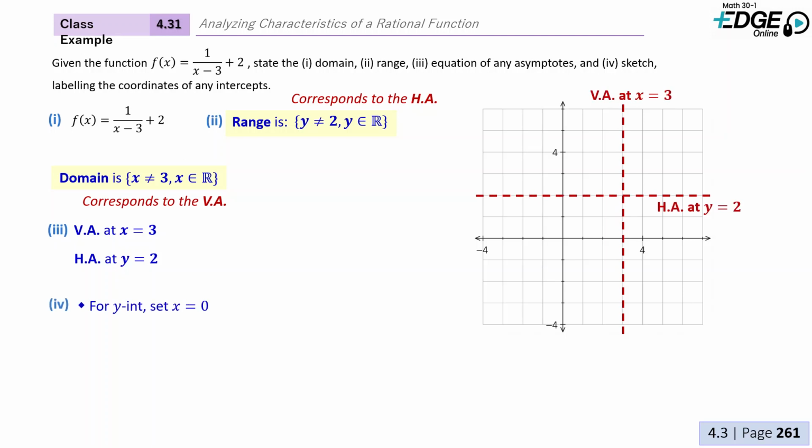Now let's solve for the y-intercept. So let's set our x value equal to 0. So we end up getting y = 5/3.